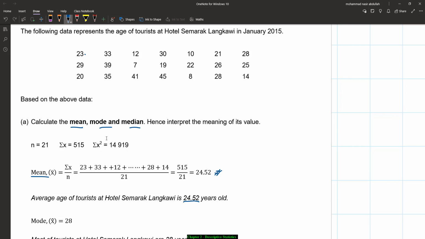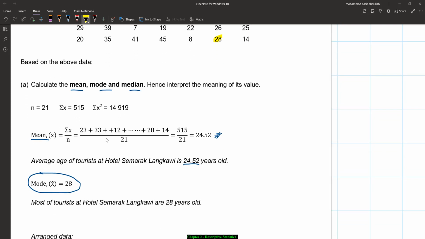Mode is the most frequent value that occurs. So we look here, the most frequent value, how many times it appears. This is 28. 28 appears 2 times, and all the others appear only once. So the mode will be 28. So how to interpret the mode? Most of the tourists are 28 years old. This is how we interpret.